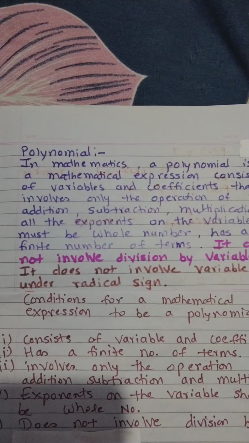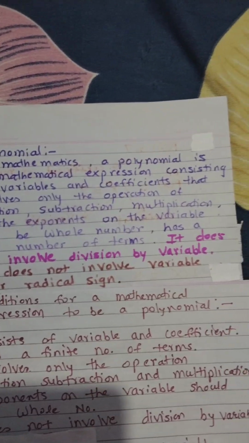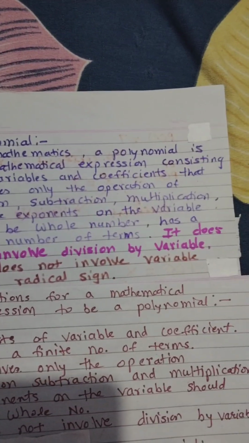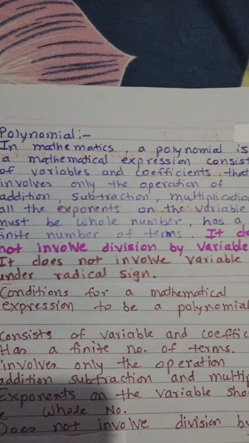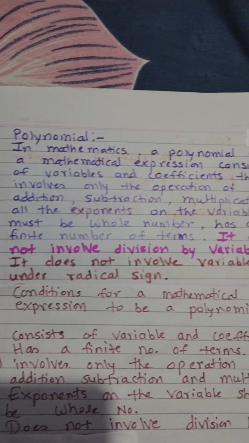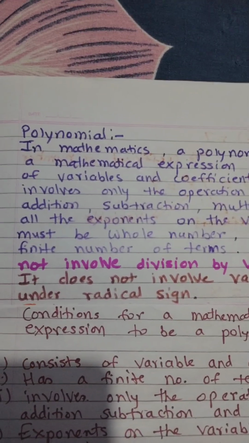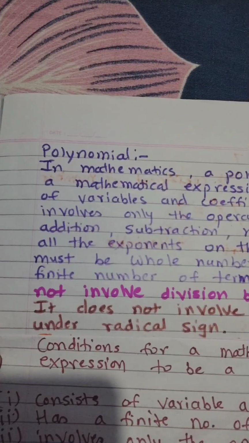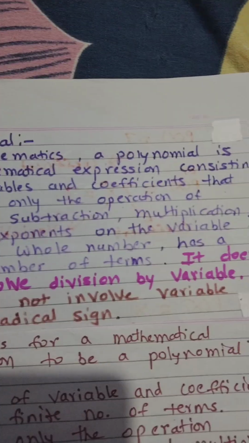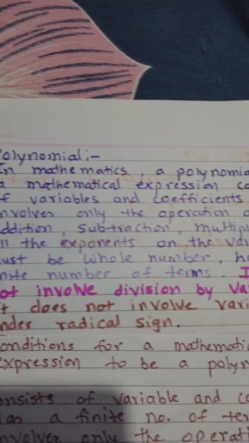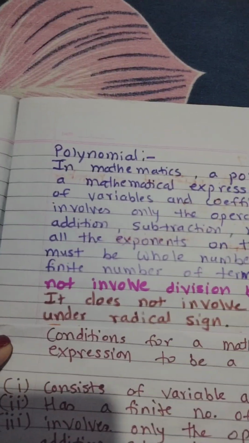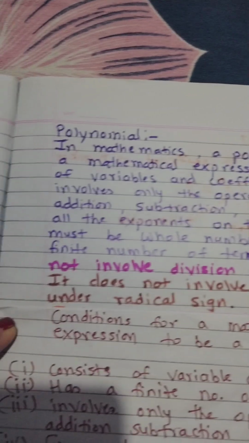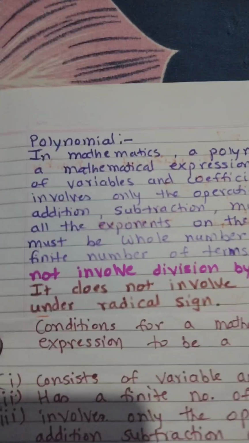Today we learn the definition of a polynomial. In mathematics, a polynomial is a mathematical expression consisting of variables and coefficients that involves only the operations of addition, subtraction, and multiplication. All the exponents on the variable must be whole numbers, and it has a finite number of terms. It does not involve division by a variable. It does not involve a variable under a radical sign.